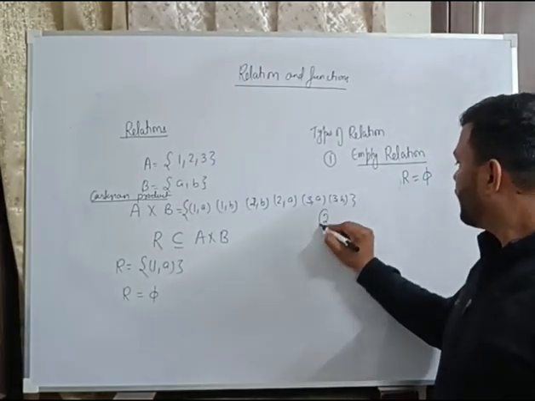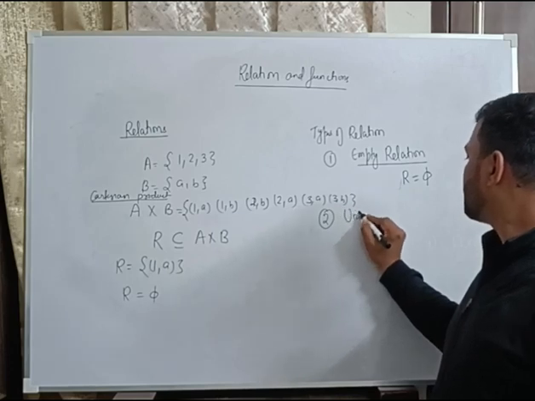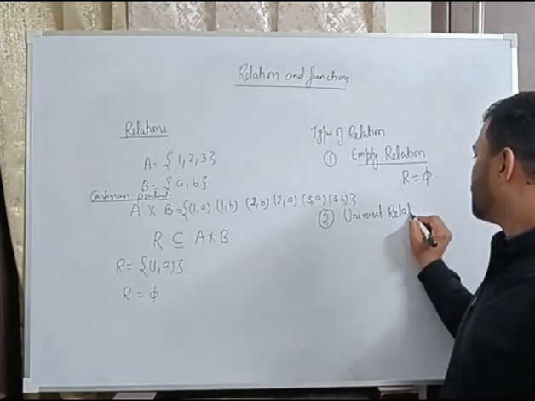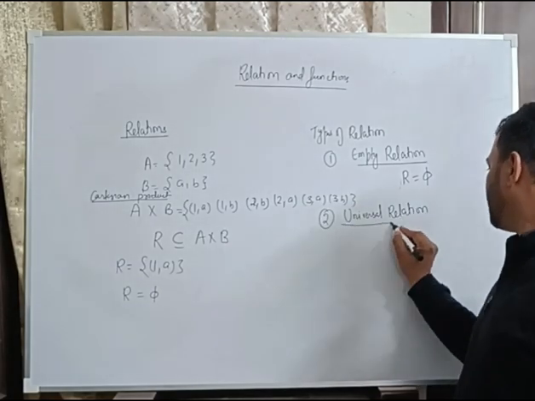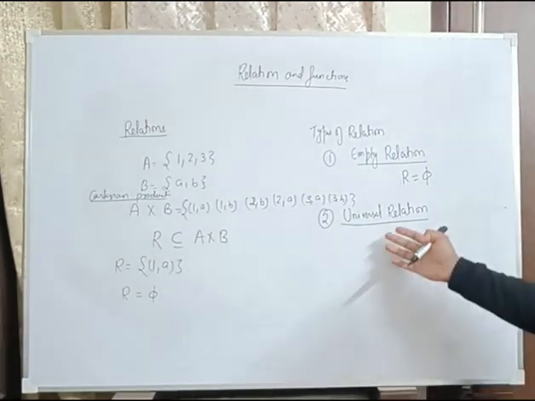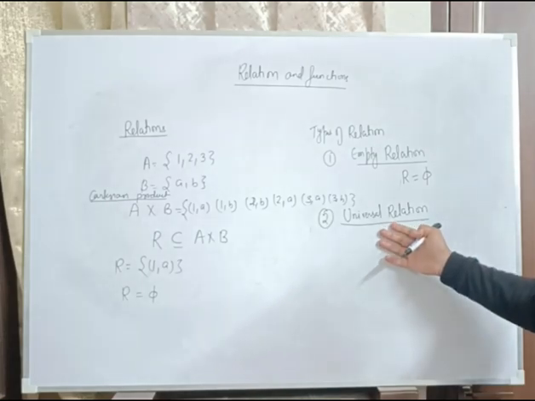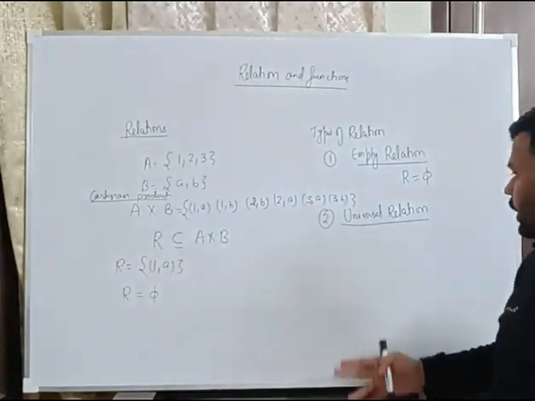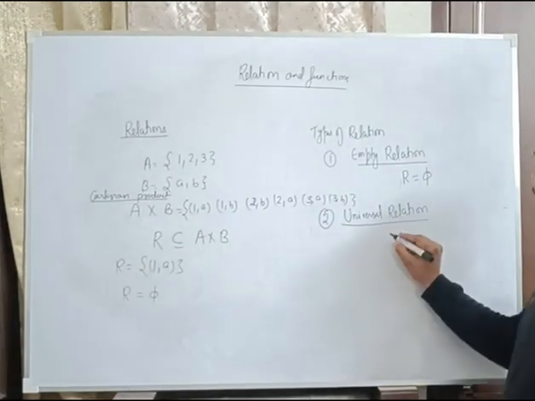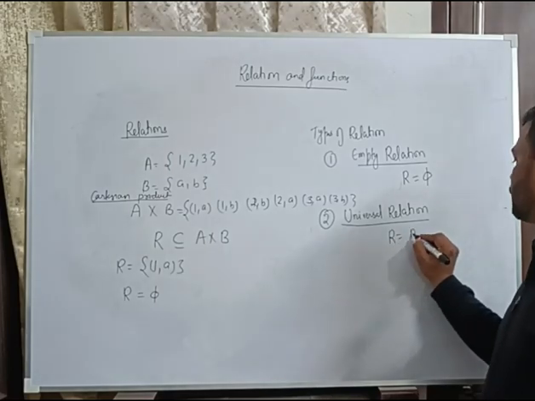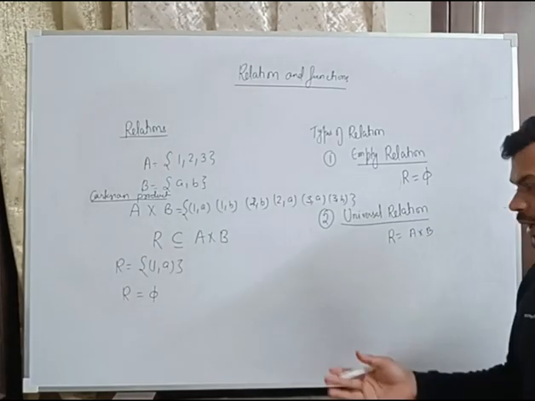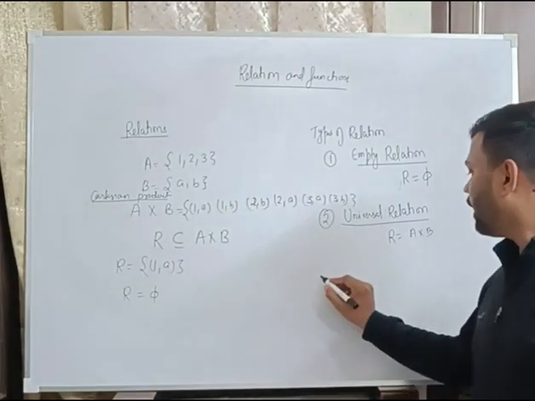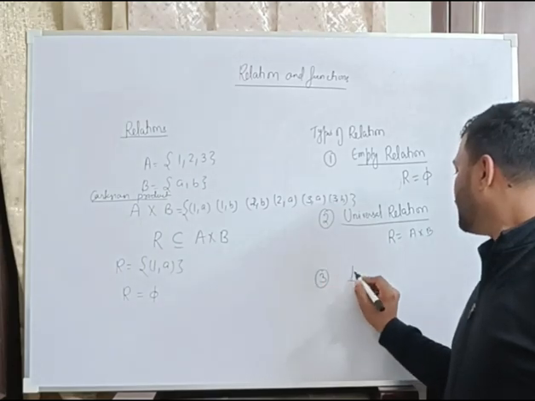Second is universal relation. So basically, what is a universal relation? A relation which contains all the elements, or all the ordered pairs of a Cartesian product, is known as universal relation. Basically, R equal to A cross B. It contains all the elements of the Cartesian product. The third one is identity relation.